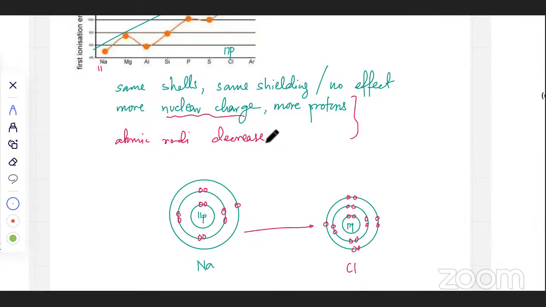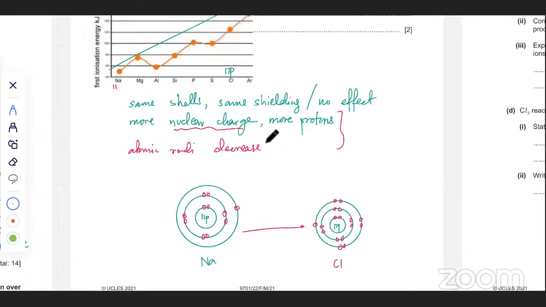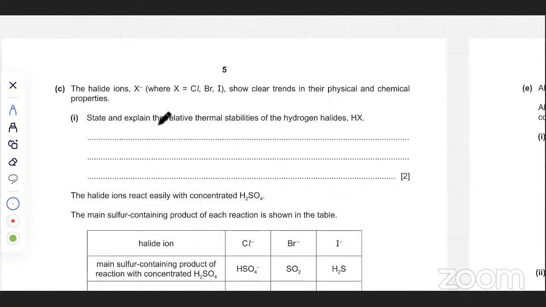As the next one, you've got your halide ion X. He's saying they show clear trends in the physical and chemical properties. State and explain the relative thermal stabilities of the hydrogen halides. So which one? Thermal stability. We're talking about comparing HCl, HBr, and we are comparing HI. It's a 2-mark question. State and explain.